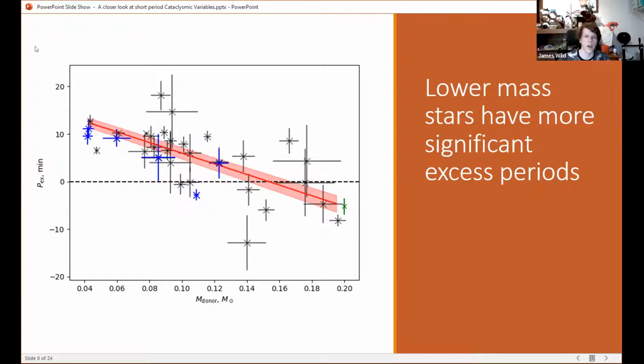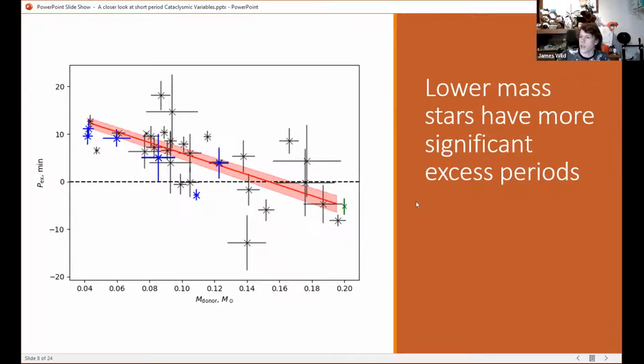This red line is the best fit to these data, and we've got the 1 sigma region shaded in around it as well. We've also got this green cross down here, which is just the extrapolated value for where the system might pop out of the period gap.